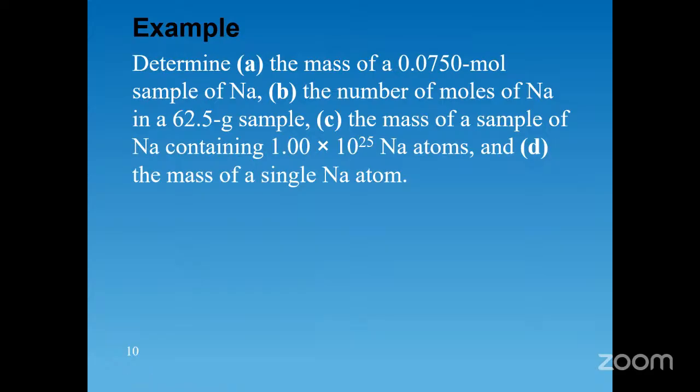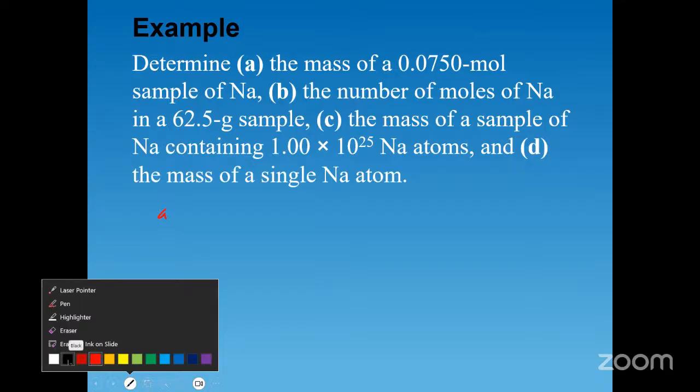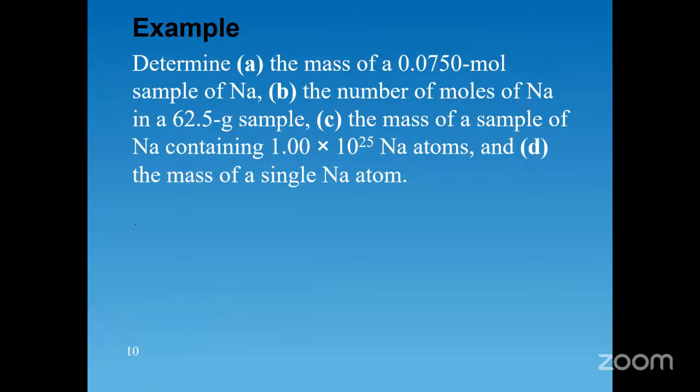So let's do the first part. It's asking for the mass of a 0.0750 mole sample of sodium. So what I would do is start off with, this is A. For A, we're going to start off with what we're given, which is 0.0750 moles of sodium. So the question is, what would be the conversion factor which would allow you to convert from moles of sodium to the mass in grams, right?